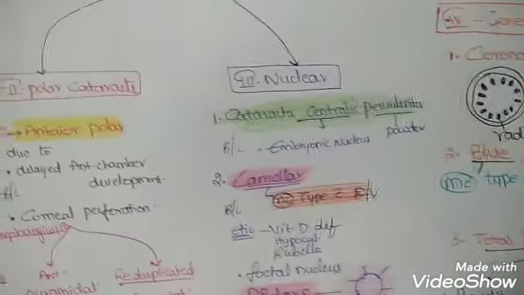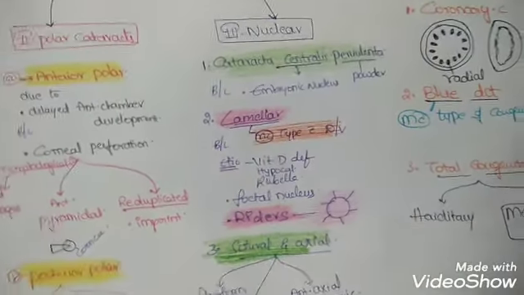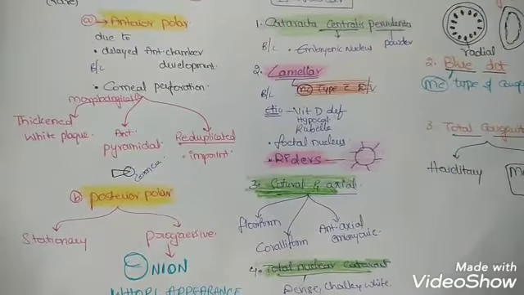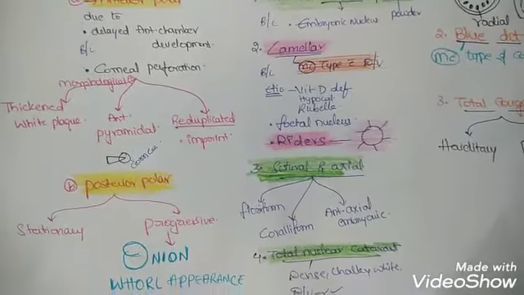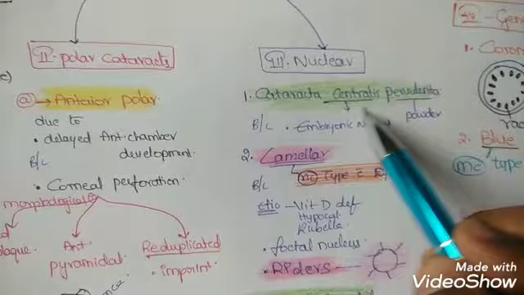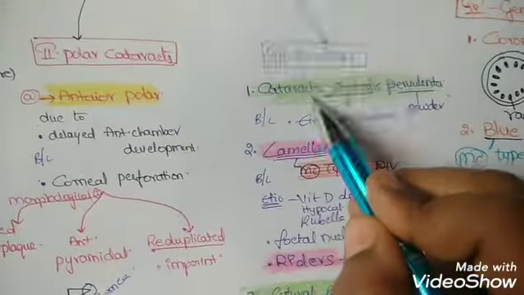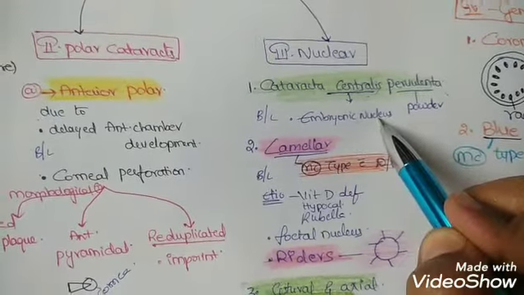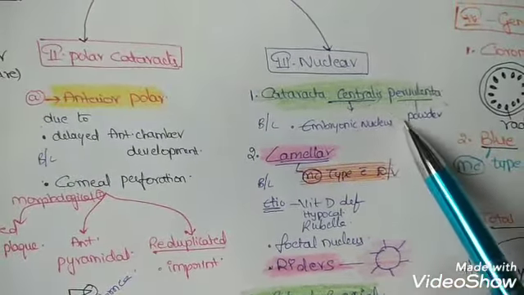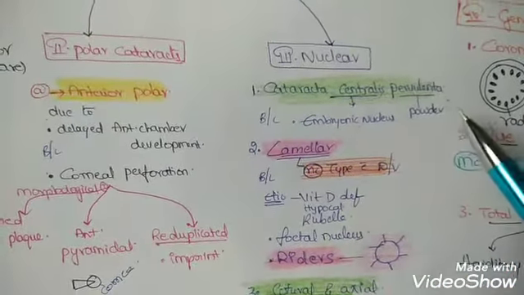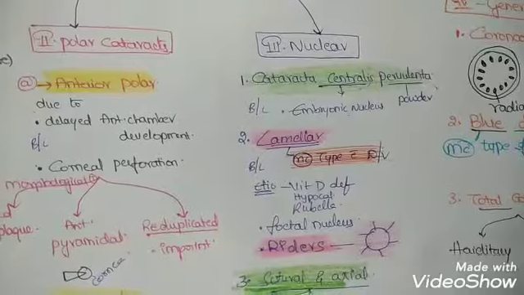And then next is the nuclear type of cataract. Nuclear type of cataracts are broadly four types, that is cataracta centralis purulenta, lamellar cataract, sutural and axial cataracts, and total nuclear cataract. Cataracta centralis purulenta. See, just the name itself says everything. Cataracta, that is cataract. Centralis, exactly in the center, that is involving the embryonic nucleus of the lens. And then the purulenta, which represents the powdery form of the cataract. That is all about the cataracta centralis purulenta.